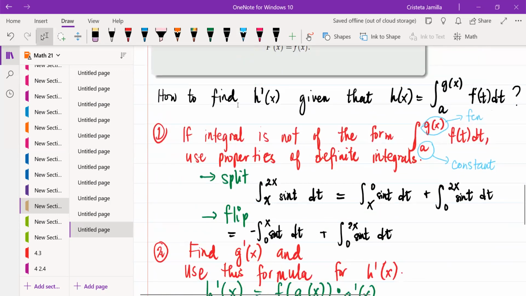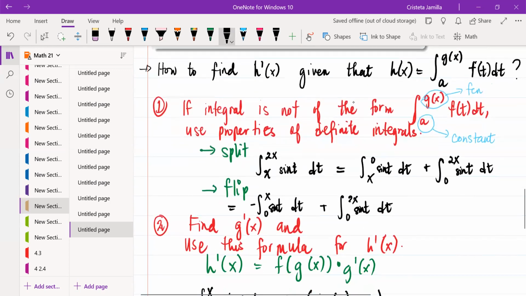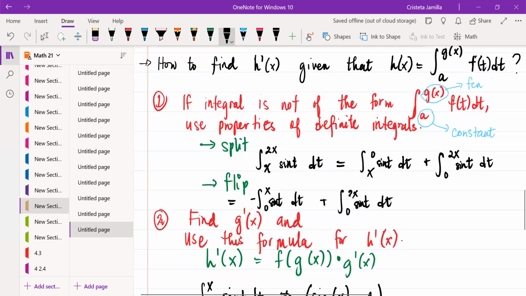Okay. So how do we find h prime given that h of x is the integral from a point a to g of x of f of t dt? These are some types of questions that usually pop up in the exam. To solve this, we apply the following steps. If the integral is not of this form, meaning the lower limit of the integration is not a constant and the upper limit is not a function, then we need to apply some properties of definite integrals.